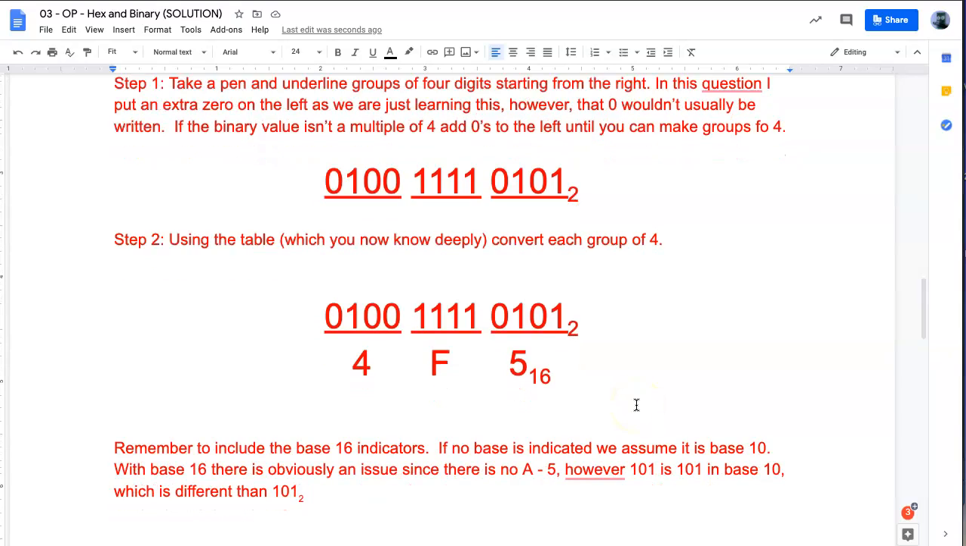And this is a thing. Computers don't care about hexadecimal. People care about hexadecimal, because it allows you to take these really large binary values and shrink them down into something that we can read really quickly.